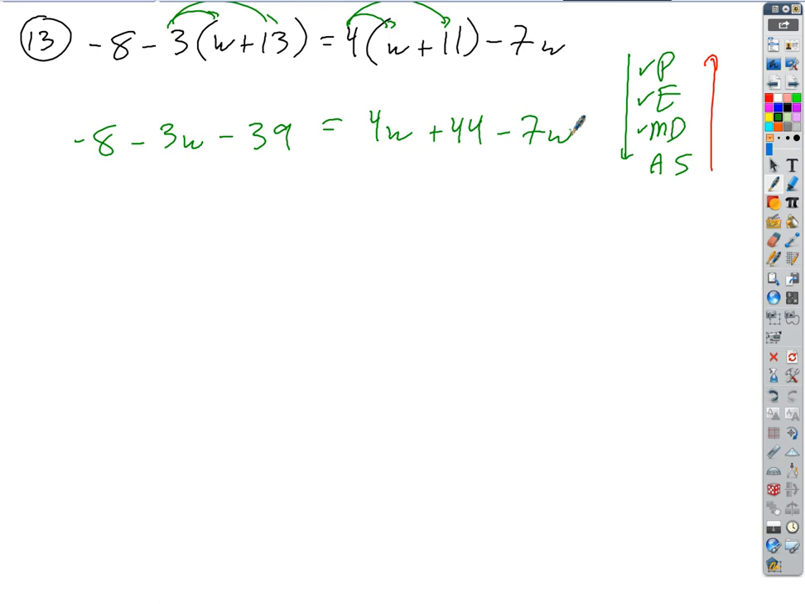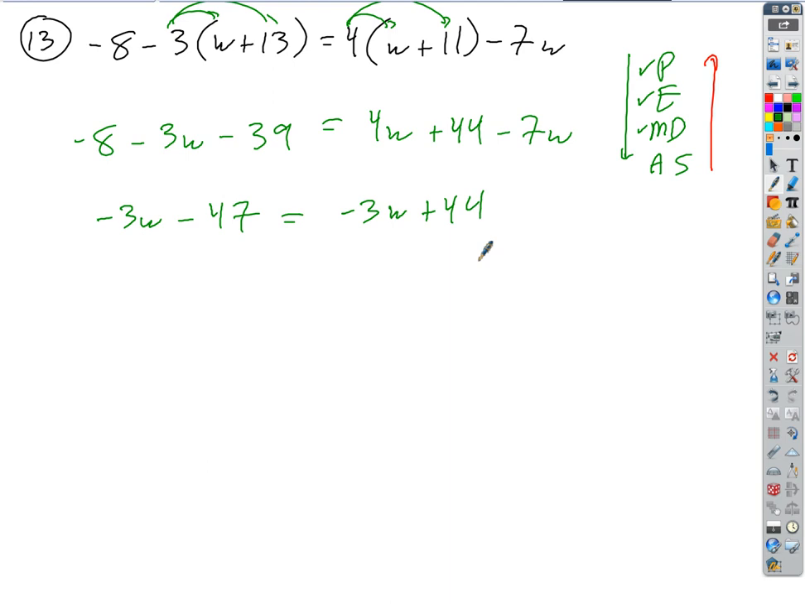Combine like terms. So over here, I'm going to get a negative 3W, and then -8 plus -39 is what? -47, okay? Over here, 4W minus 7W is -3W plus 44. Okay, what's the problem here?